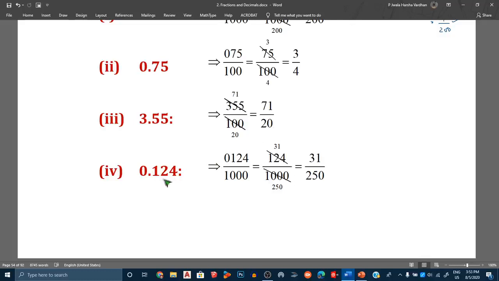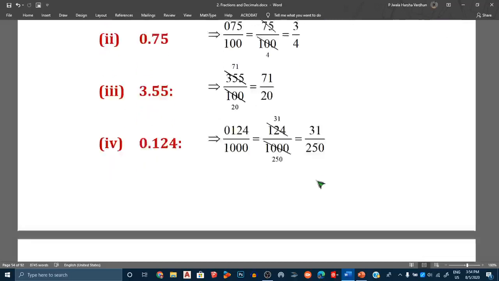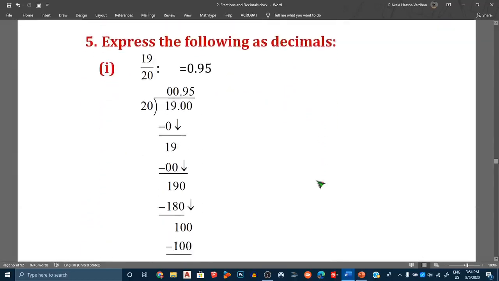Next 0.124. How can I write this? 124 by 1 followed by 3 zeros, 1, 2, 3. So 1000. So 124 by 1000. Now we can cancel this with the 4 table. 4 31s are 124, 4 250s are 1000. So 31 by 250.